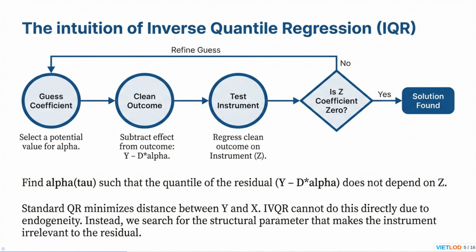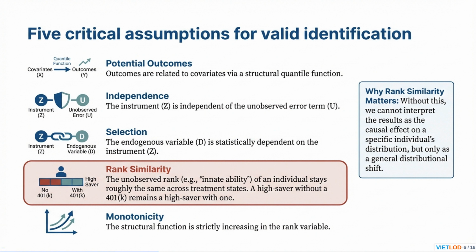Mathematically, we are searching for an alpha tau such that the quantile of the residual, y minus d times alpha, is statistically independent of the instrument z. We want to find the parameter that makes the instrument irrelevant to the residual.